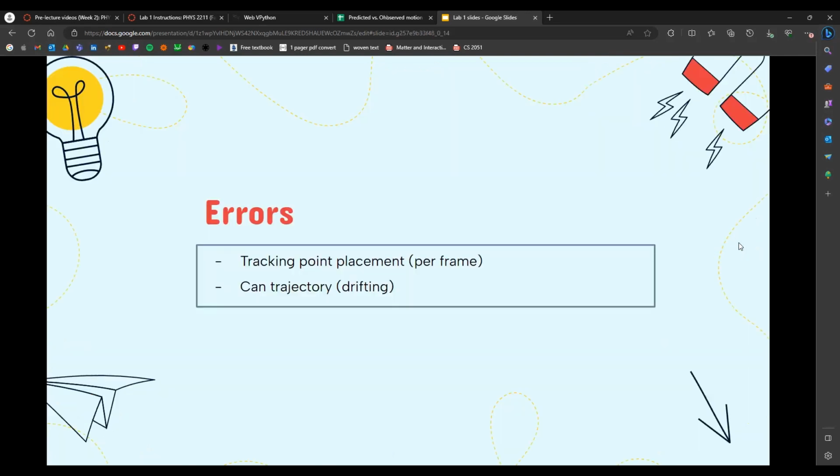In addition, there was also Tracker point placement because the can was in motion and it was a small object, which made the frames very blurry. There was definitely human error in trying to place the midpoint of each can per frame.